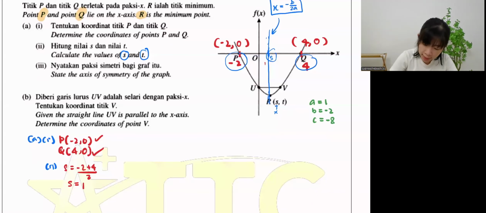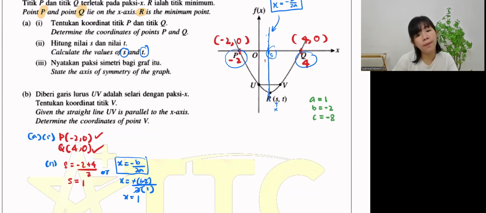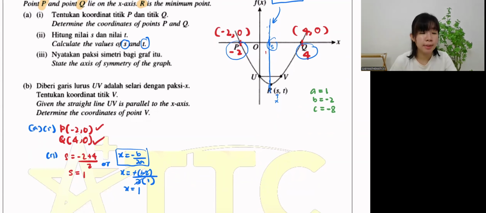Or another way is to use x equals negative b over 2a. So x equals negative b, which just now we said is negative 2, over 2a. A is 1. So at the end, x equals negative, negative, positive 2 divided by 2. So we get 1. Both are accepted, whether you want to use the midpoint or the formula. Okay, then how to find t?